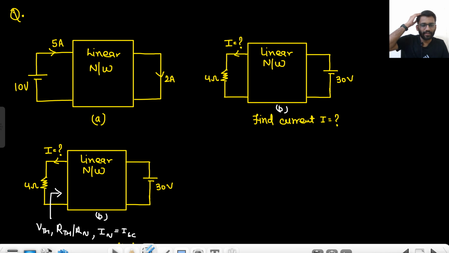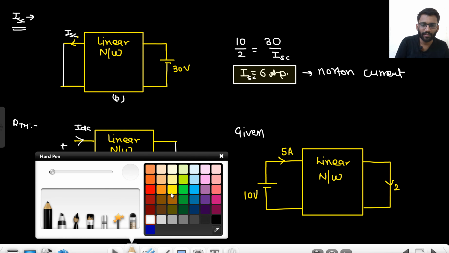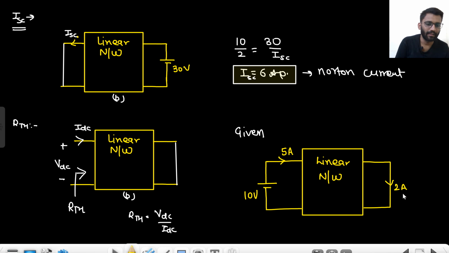This was given 2 ampere, but that's not a matter of fact here. This was given to us, a linear network. I am applying VDC here and trying to find the IDC. If I had applied a voltage of 10 volt, I would have got a current of 5 ampere.